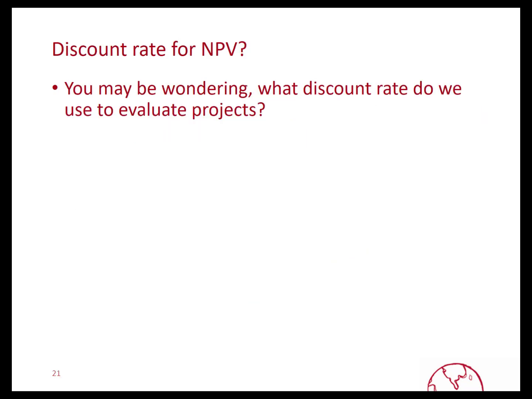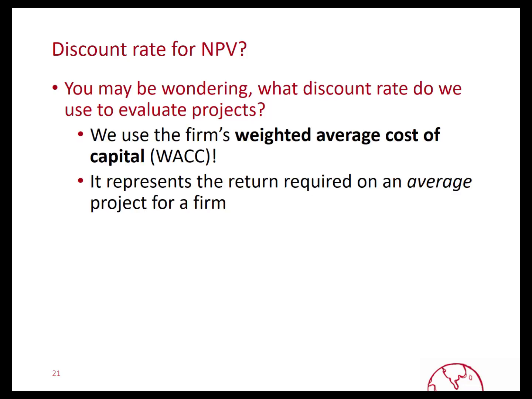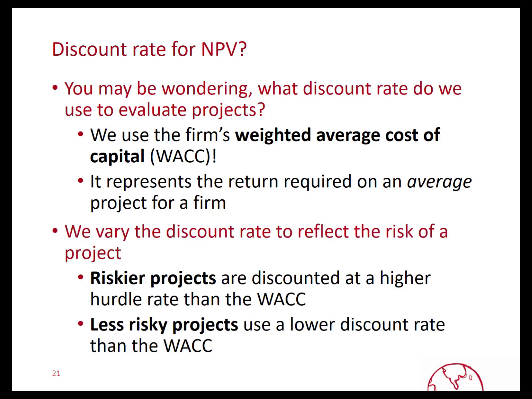Now you may be wondering what discount rate to use to evaluate projects. As we said, the correct discount rate to use for capital budgeting is the weighted average cost of capital. But it may not be the actual WACC because the WACC is an average project. So we have to modify that discount rate based on the riskiness of individual projects, knowing that some are more risky and some are less risky. What do we do? Well, when a project is riskier, we simply use a higher discount rate than the WACC, and when a project is less risky, we use a lower discount rate than the WACC.